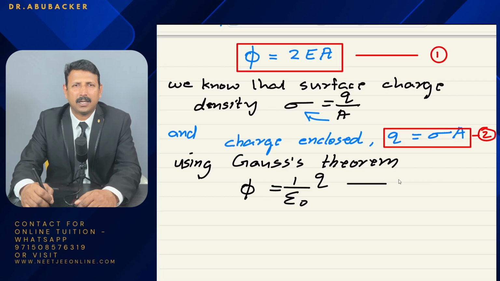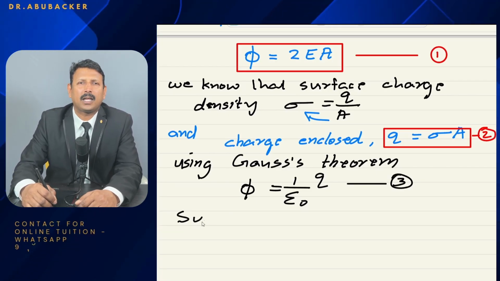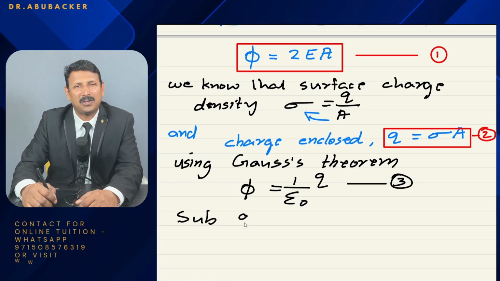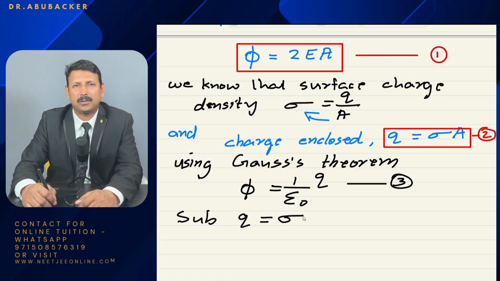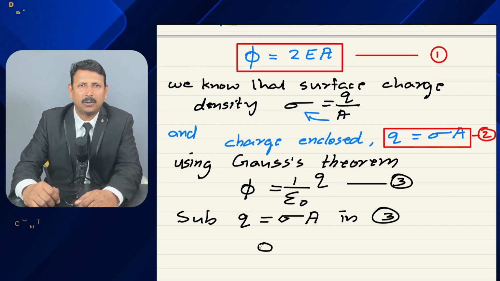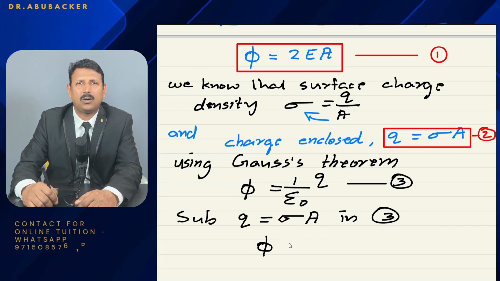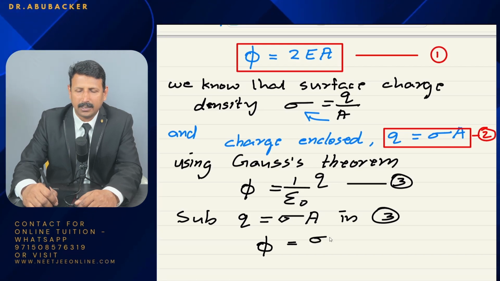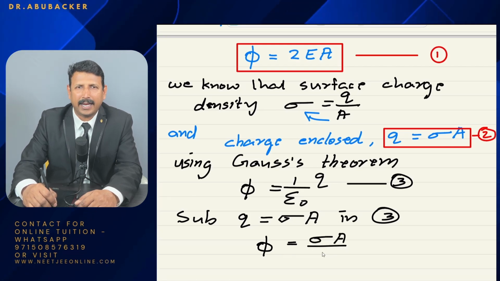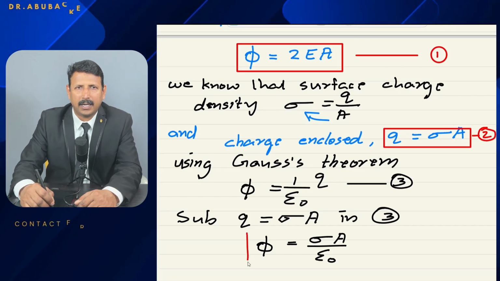This is Gauss's theorem, right? 1 by epsilon 0 times Q. The total electric flux is equal to the net charge enclosed times 1 by epsilon 0. So substituting now in the flux equation, phi is equal to 1 by epsilon 0, and in the place of Q we will write sigma A. So flux is equal to sigma A by epsilon 0.